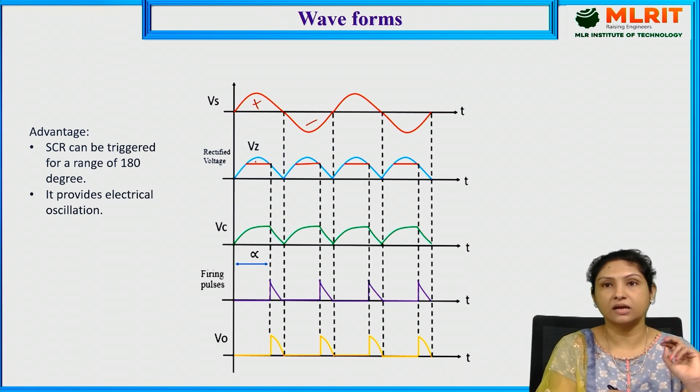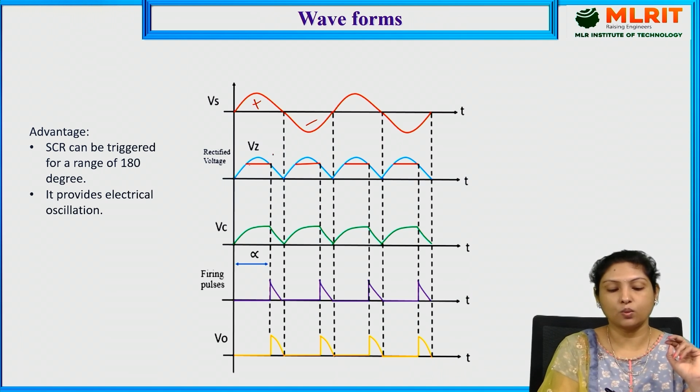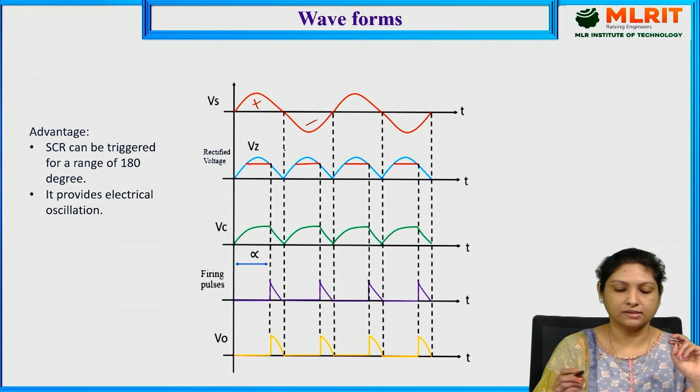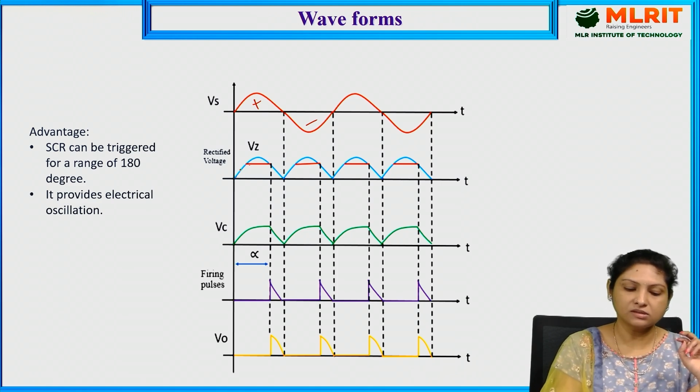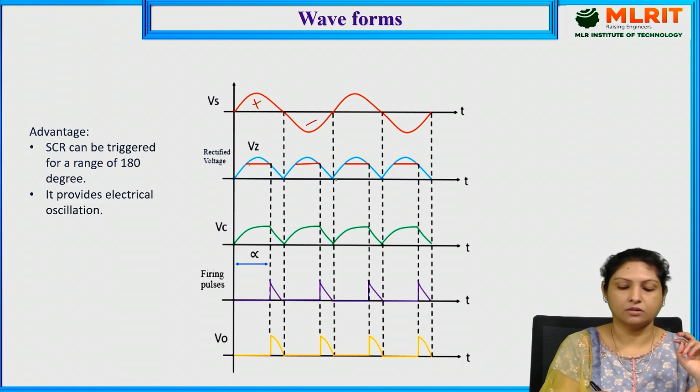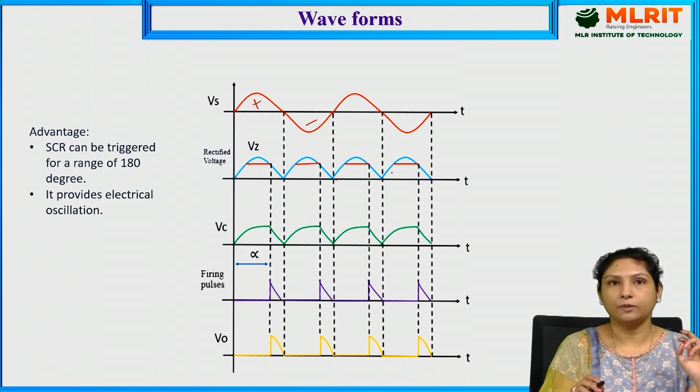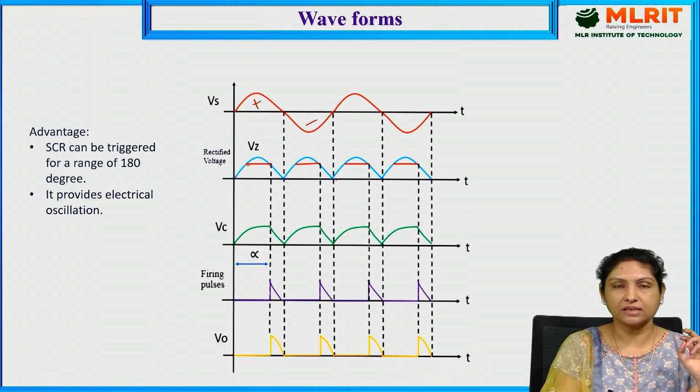Here we are making use of a Zener diode in order to clamp the voltage to the required voltage, so-called 3 volts. So this is the rectified output which is being obtained, and this Zener voltage is clamping the voltage to 3 volts.